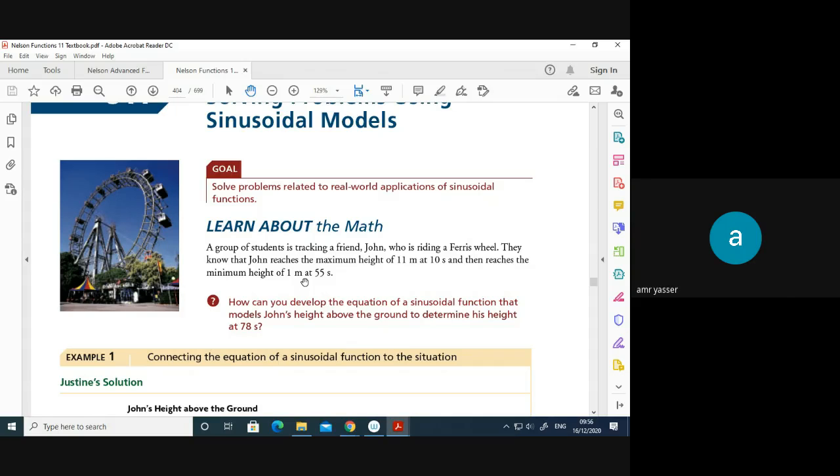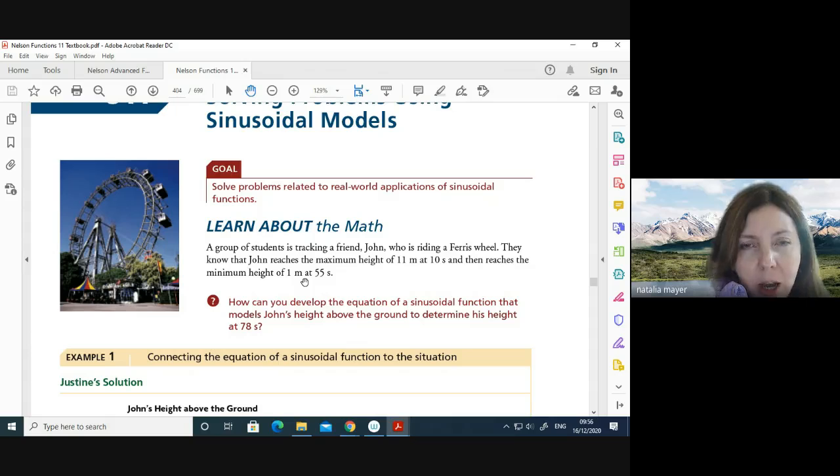Height of the wheel. Well, the wheel doesn't have a height. The wheel is a circle. So the diameter. The diameter. Thank you. So the diameter of the wheel, based on what's given here, is 10. Okay. So if the diameter of the wheel is 10, then what is the radius of the wheel? 5. 5. Okay.